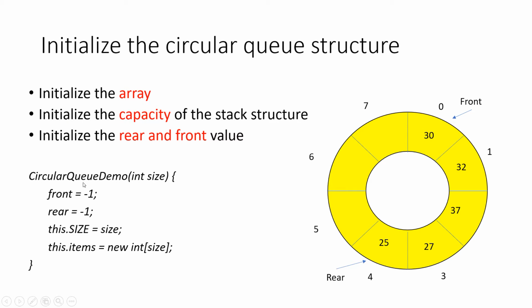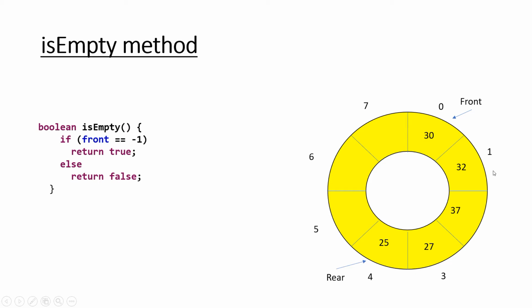So this is the value which front will contain when there is no element in this circular queue. Front will have a value of -1 when there is no element in this circular queue. So if I have to see whether this circular queue is empty or not, I can check this condition: if my front is pointing to -1, it means my queue is empty.